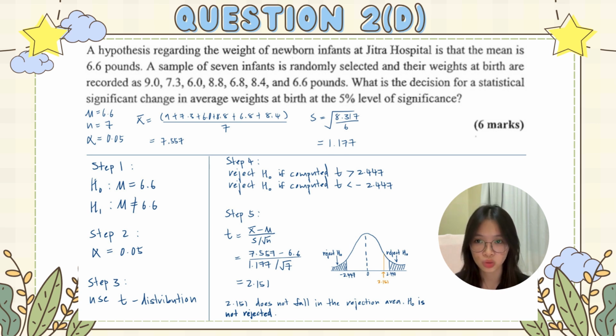So we can do the conclusion now. 2.151 does not fall in the rejection area, so the null hypothesis is not rejected.